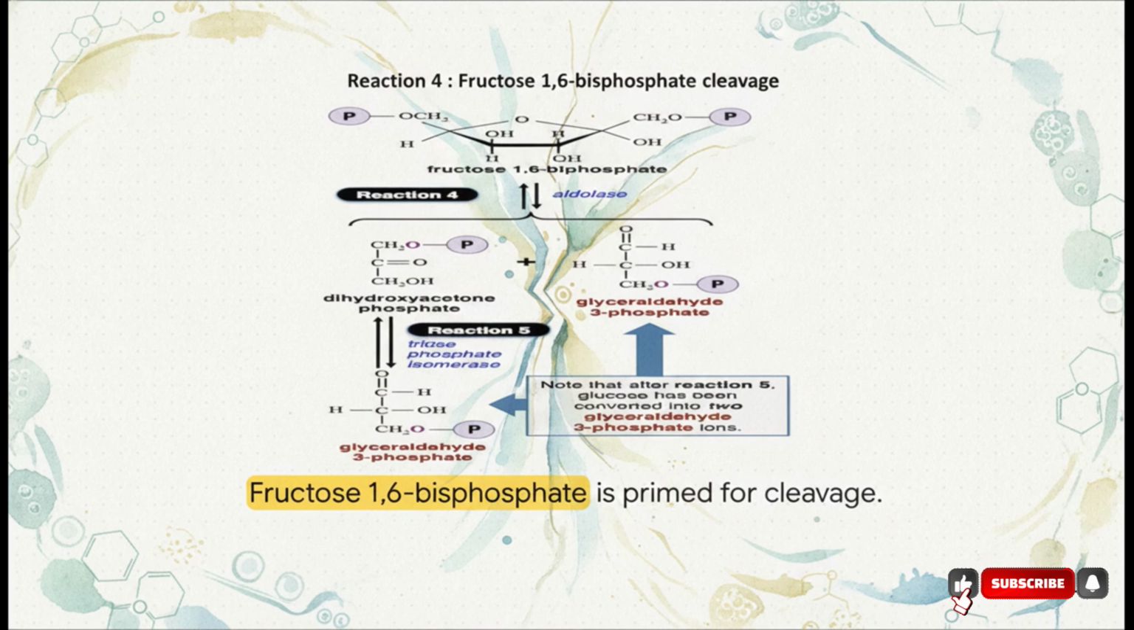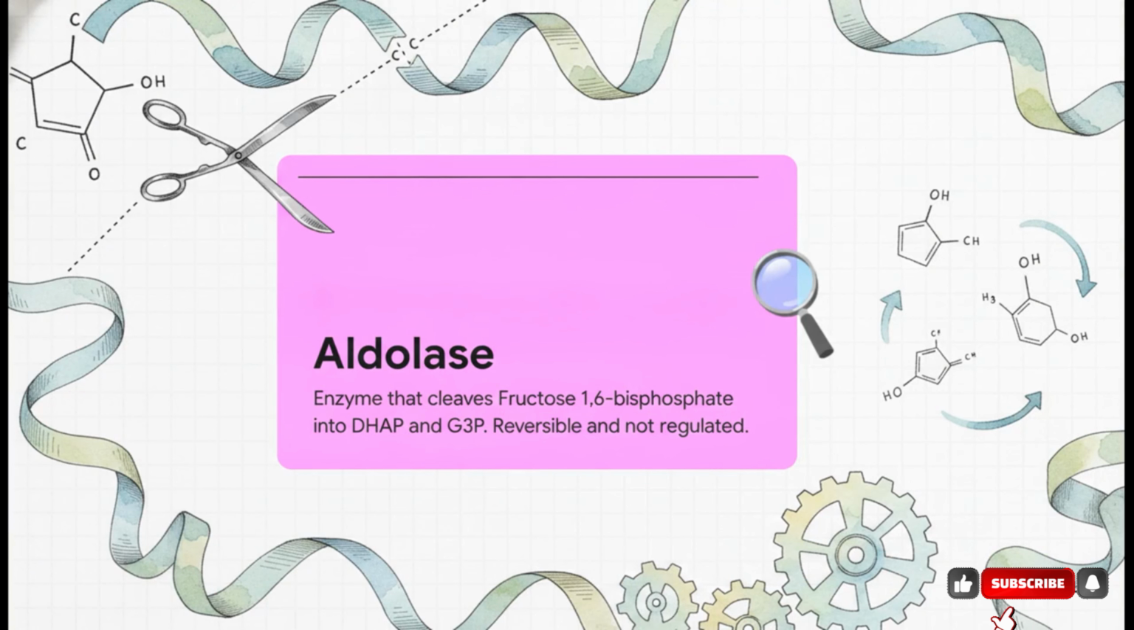Okay, picture our 5-sided fructose ring from the last lesson. Notice how it now has a bulky phosphate group sitting on each end, specifically on carbons 1 and 6. This is fructose 1,6-bisphosphate, and it is perfectly primed for the great split we're about to witness in reaction 4. Enter aldolase.